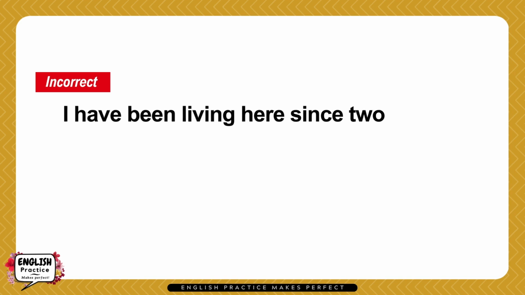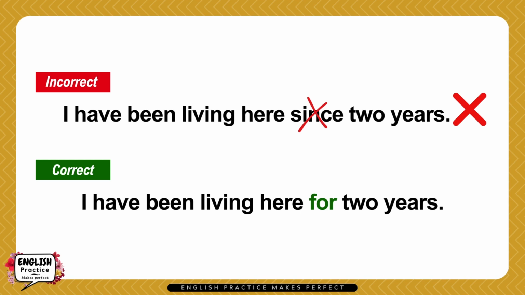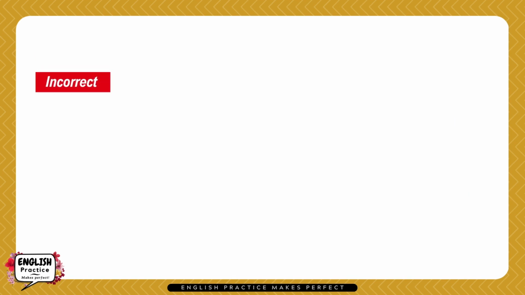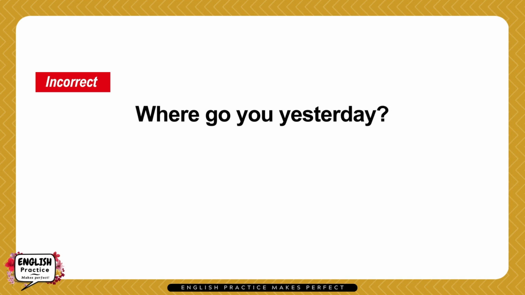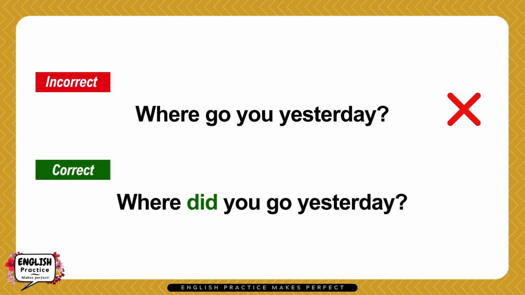Incorrect. I have been living here since 2 years. Correct. I have been living here for 2 years. Incorrect. Where go you yesterday? Correct. Where did you go yesterday?